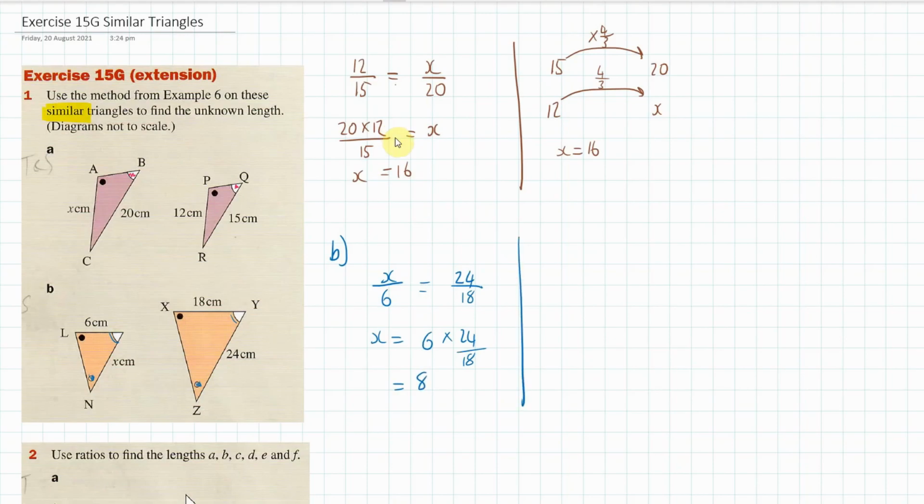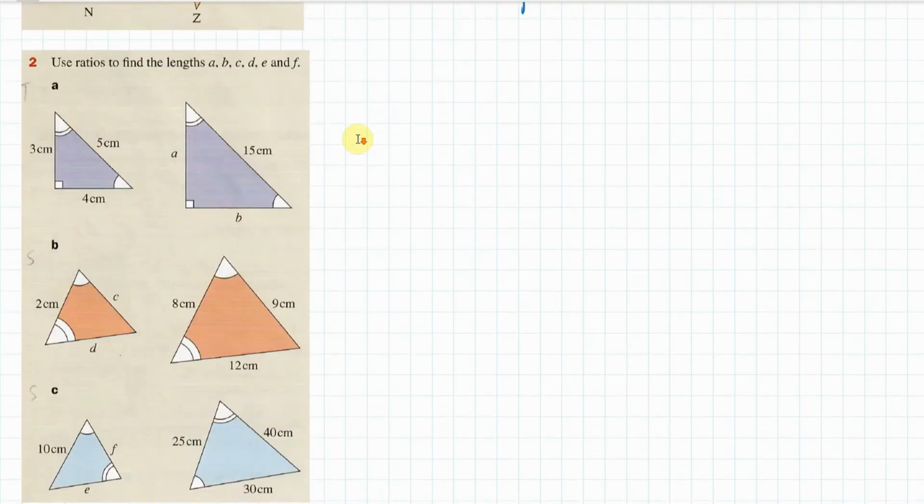Now I'll show you the other way again. On the big triangle we've got 18, and we go to 6. How do we get from there? We divide by 3. Well, we're trying to get to x, and we get there from 24 by dividing by 3. And so therefore x is equal to 8. So there's two ways of doing it. Let's move on. Number 2.